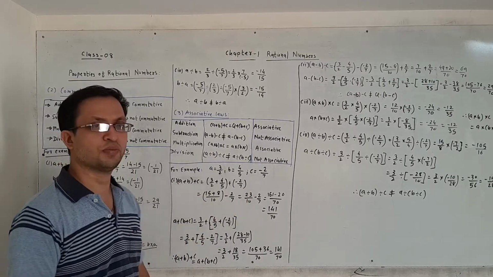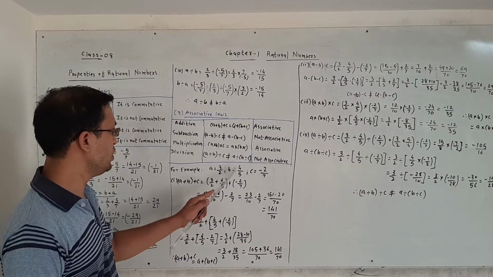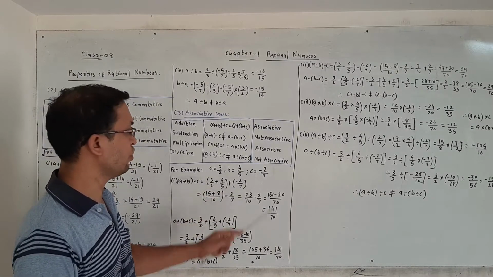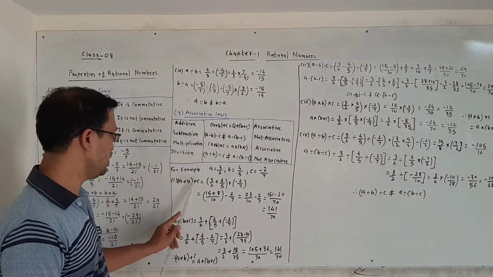for subtraction and division. For example, a is equal to 3 by 2, b is equal to 4 by 5, c is equal to negative 2 by 7. Okay, so first condition, left hand side, a plus b plus c.